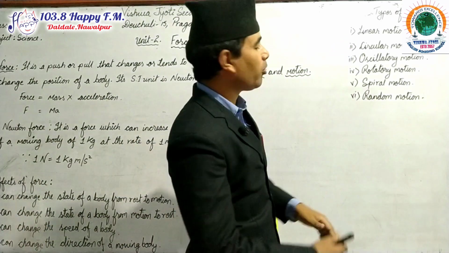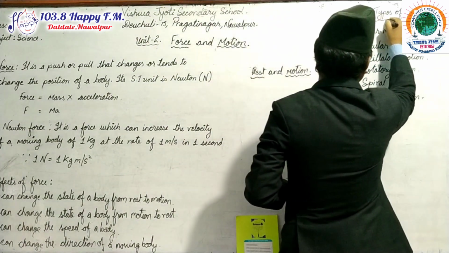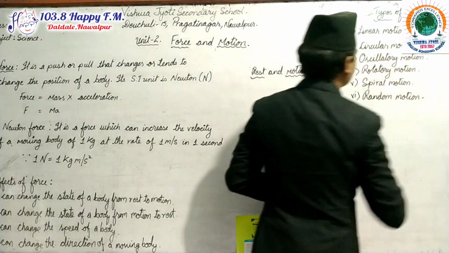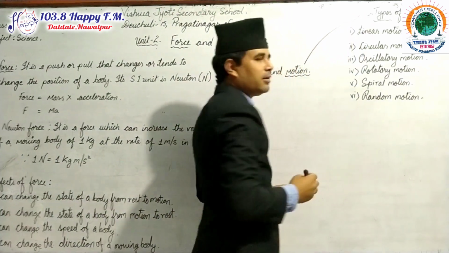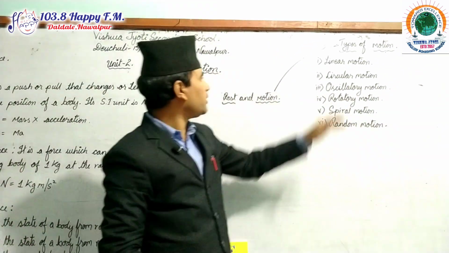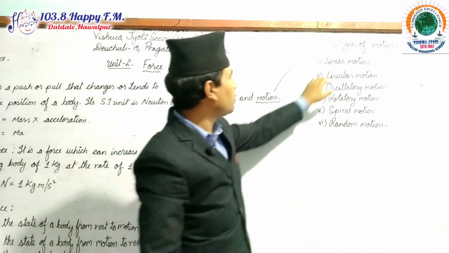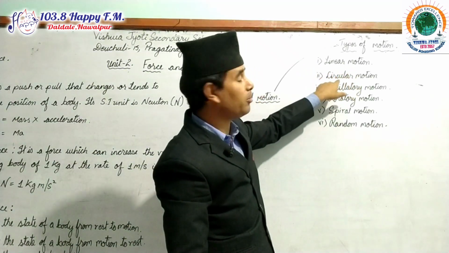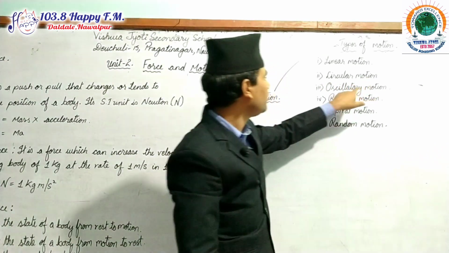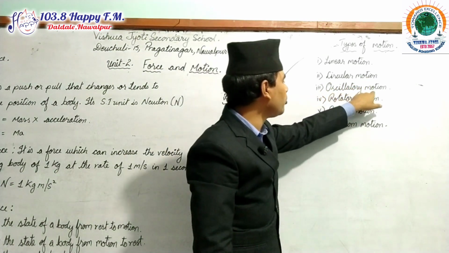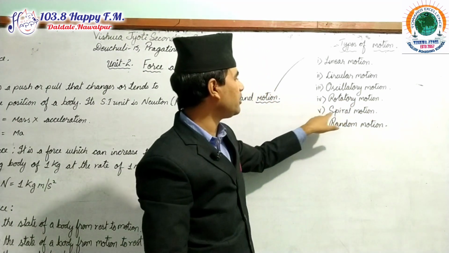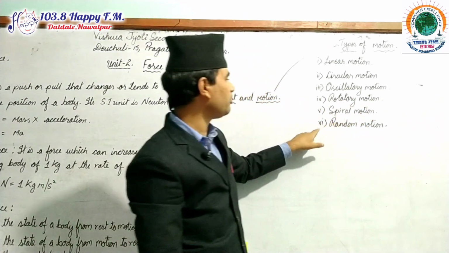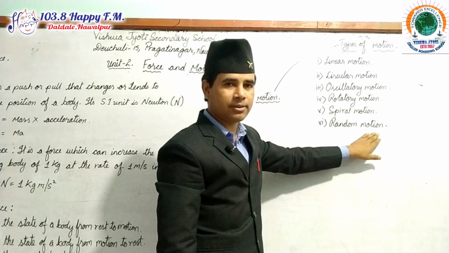Now a very important topic here: types of motion. Now we need to know about motions. How many types of motions are there? There are basically 6 types of motion. One is called linear motion. Number 2 is circular motion. Number 3 is oscillatory motion. Number 4 is rotatory motion. Number 5 is spiral motion. And number 6 is random motion.